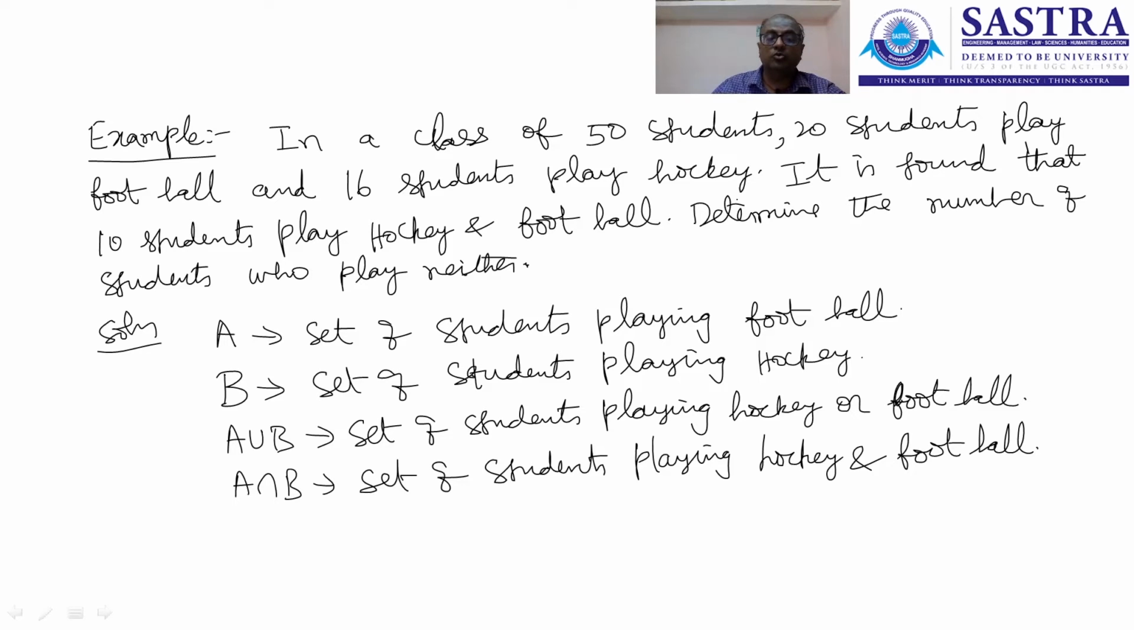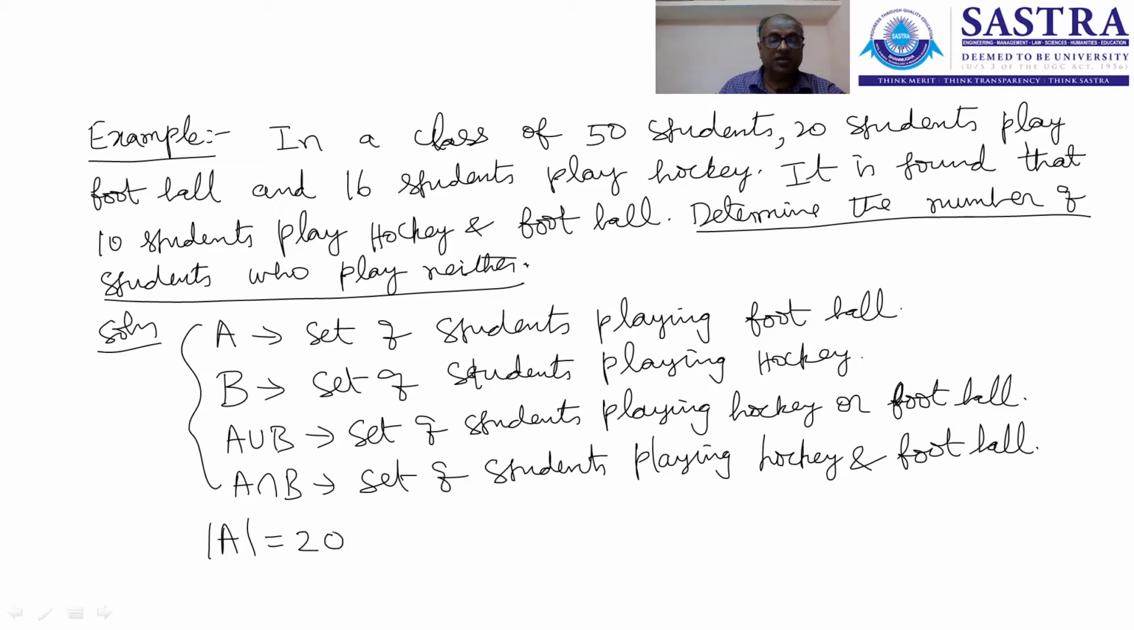So now what you have to do is find the number of students who do not play both the games. Okay, they are not interested in playing either hockey or football. So I have defined these sets, and based on these sets, you have to use the principle of inclusion and exclusion.